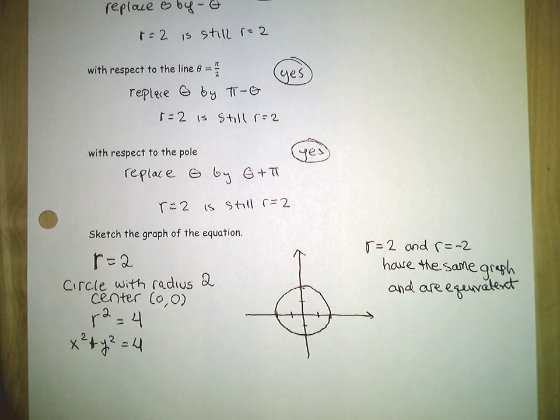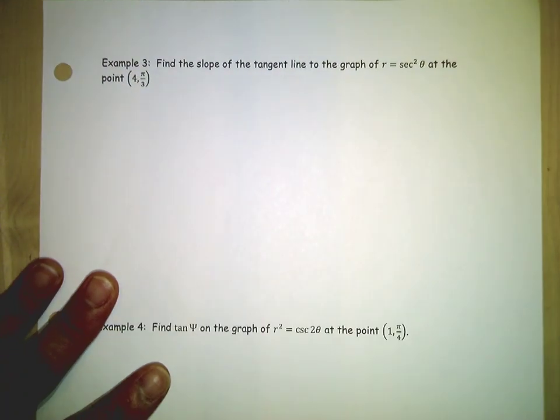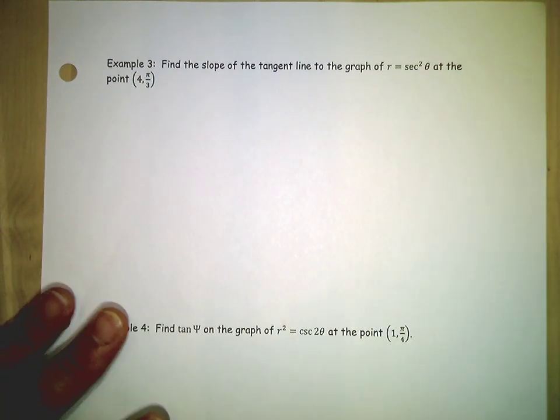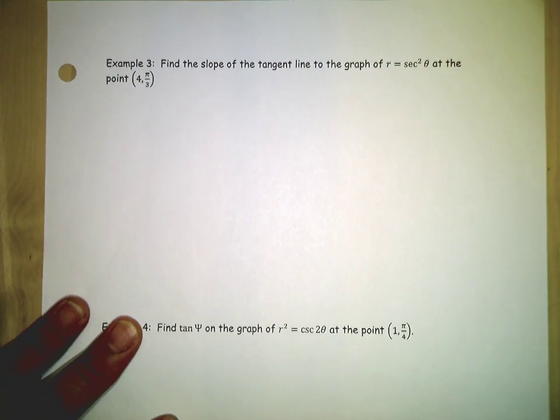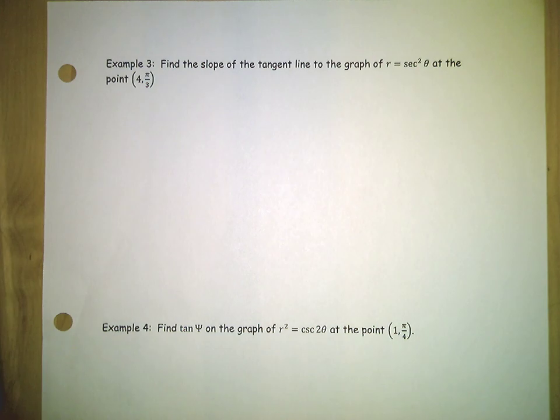All right, so now let's look at another wonderful and great example here. Find the slope of the tangent line to the graph of r equals secant squared theta at the point 4, pi over 3.